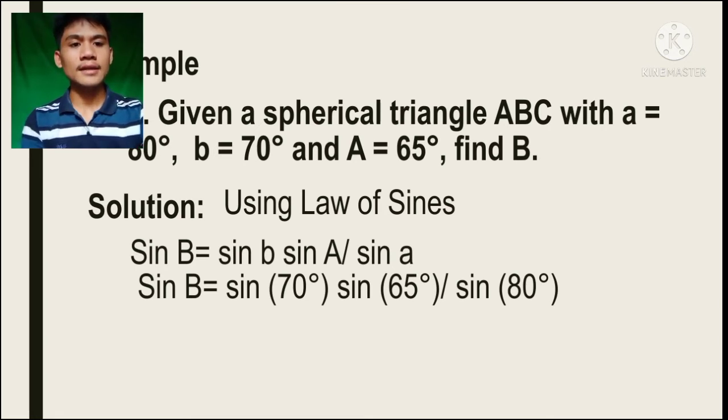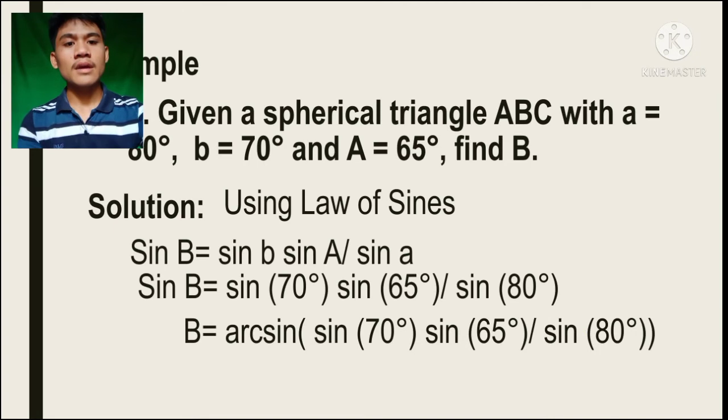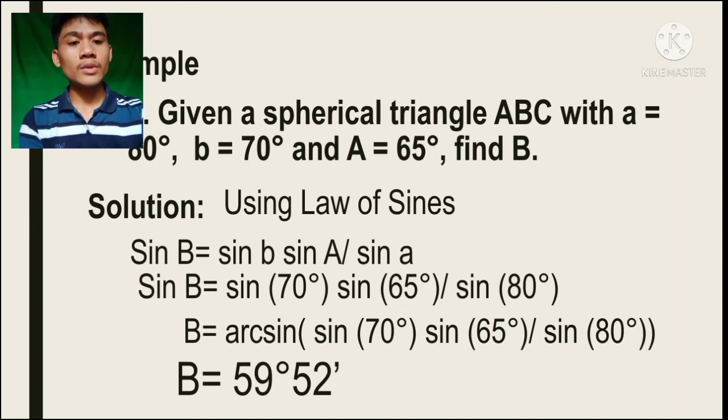Just find the inverse of sine on our sine B for us to eliminate it and find the exact value of B. So we have B equal to arcsine, or inverse sine, of the quantity sine 70 degrees, sine 65 degrees, all over sine 80 degrees. As we simplify, it would be equal to 59 degrees 52 minutes as the value of our B.